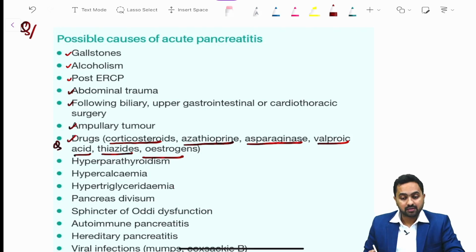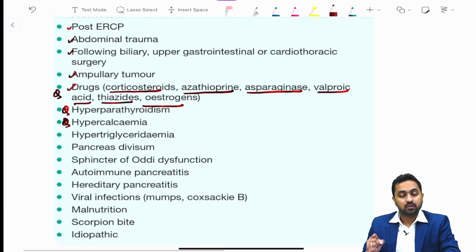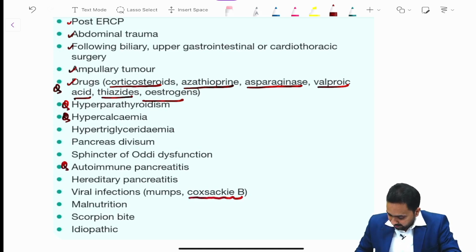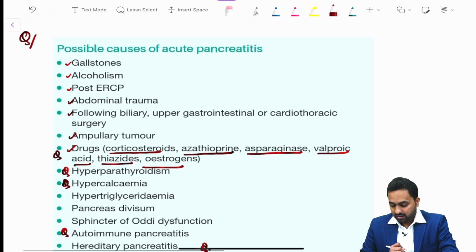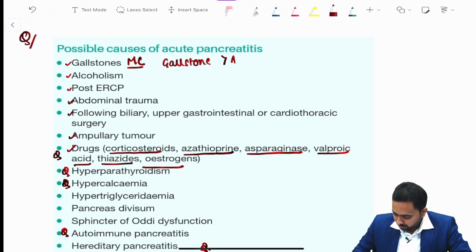Then hyperparathyroidism, hypercalcemia, hypertriglyceridemia, pancreas divisum, sphincter of Oddi dysfunction, autoimmune pancreatitis, hereditary pancreatitis and viral infections like mumps and Coxsackie B virus, malnutrition, scorpion bite and idiopathic. Now, if you are asked regarding one of the most common causes, then it is gallstone, right. So, gallstone is a more important cause compared to alcohol.